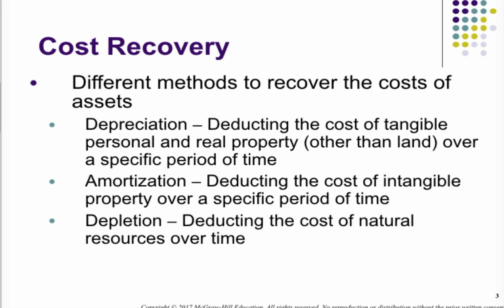So here are the three methods: depreciation, amortization, depletion. Use depreciation for the cost of tangible personal and real property that's not land, because you don't depreciate land, over a specific period of time. Amortization, you are deducting the cost of intangible property over a specific period of time. So basically, it functions similarly to depreciation of an intangible asset.